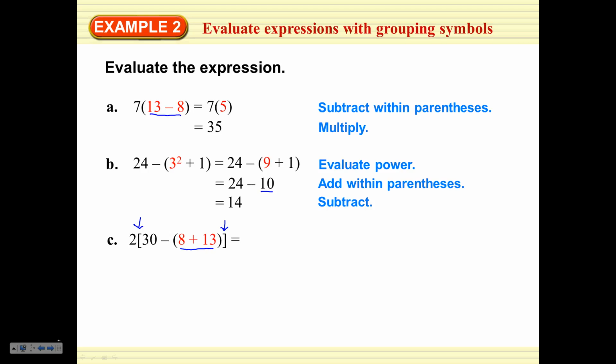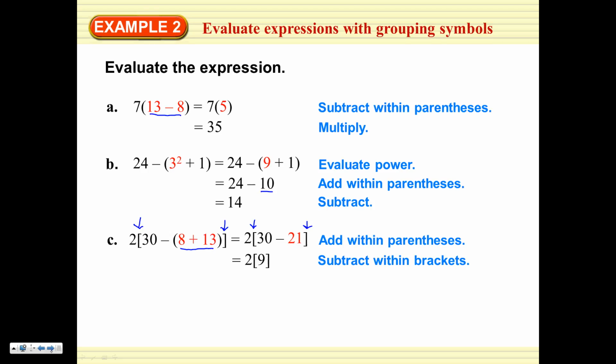Well, the first step in all of our order of operations is always parentheses. Since we have parentheses inside of grouping symbols, we add within those first. So 8 plus 13 becomes 21. Notice we still have our brackets because we have not come down to one solid term within those brackets yet. Okay, so 30 minus 21 is 11 because we subtract within brackets. Now, we still have the brackets, whereas up here, we eliminated the parentheses.